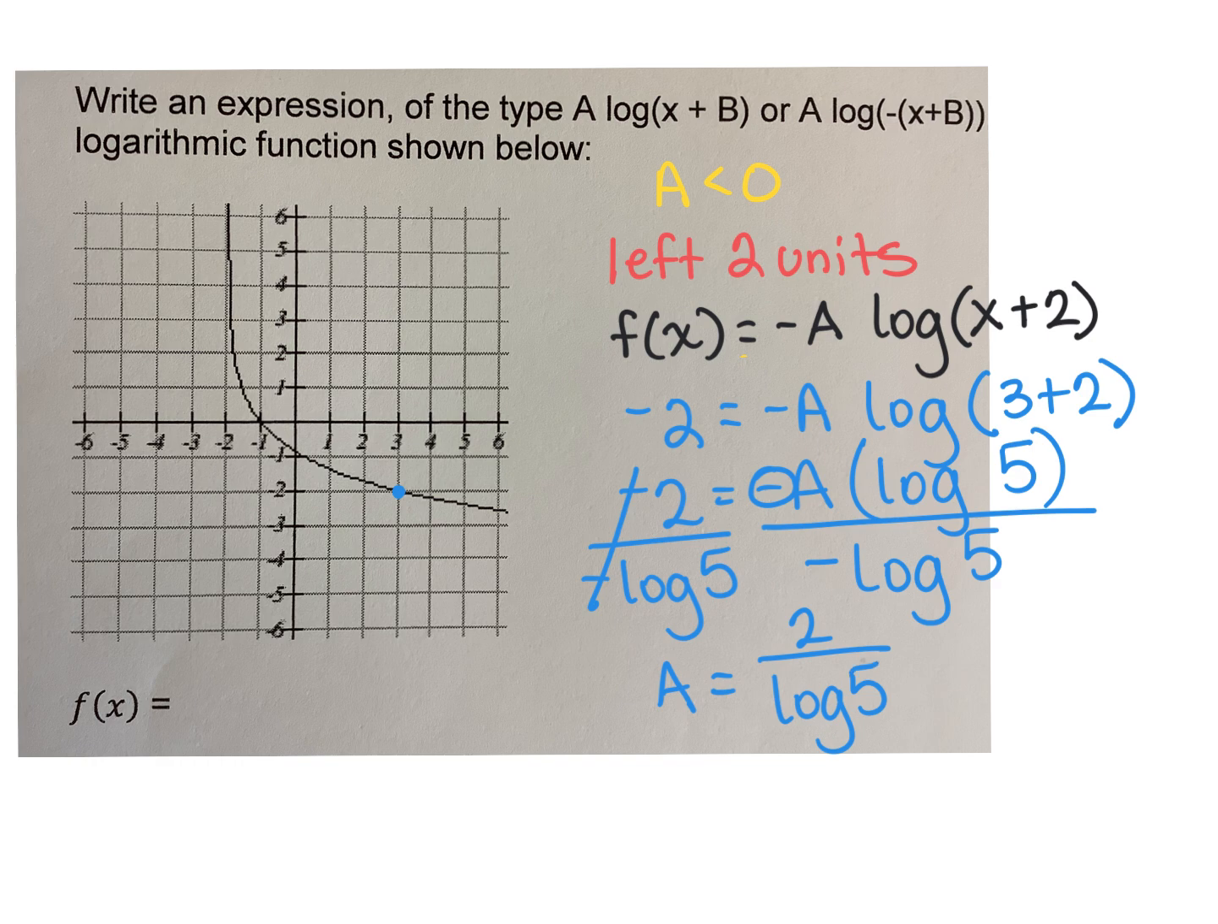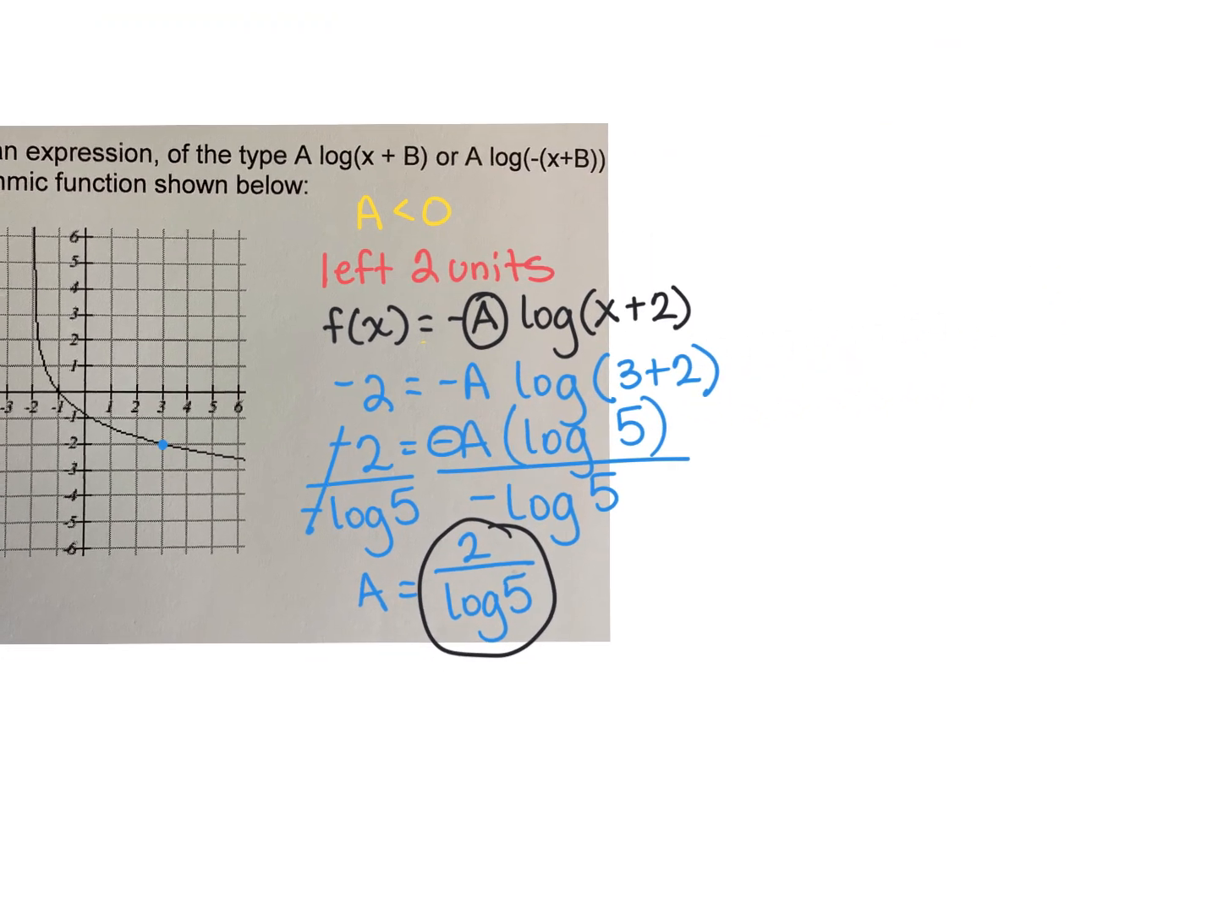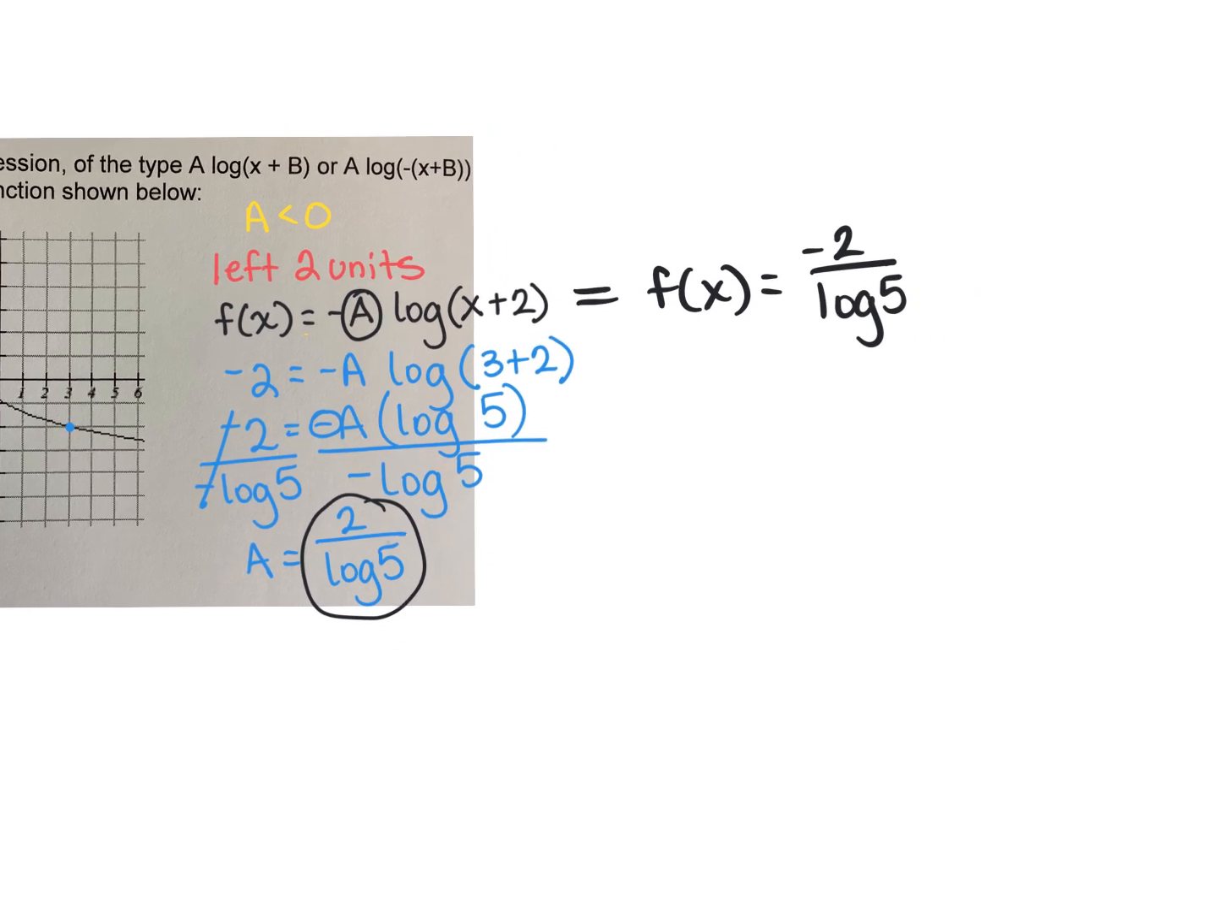Now if you wanted to go find that decimal, you can. It is unnecessary. You do not have to find the decimal. So then I'm going to take this value and I'm going to plug it in right here for A, and this is going to give me my answer. So my final answer is f of x is equal to -2 over log of 5, and that is A right there. So then I have log of x plus 2.